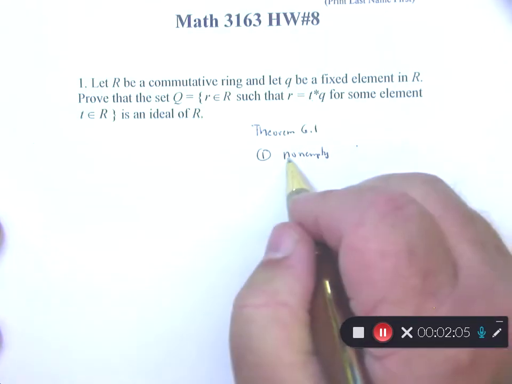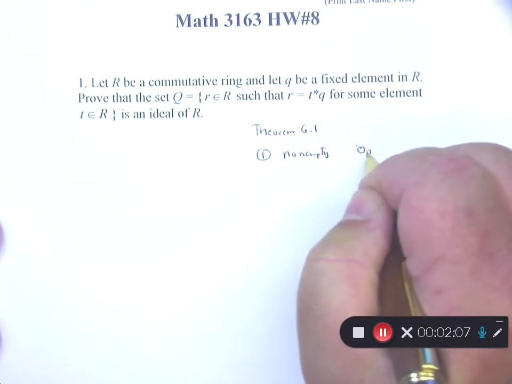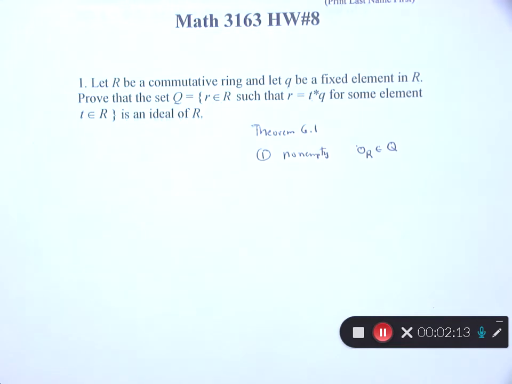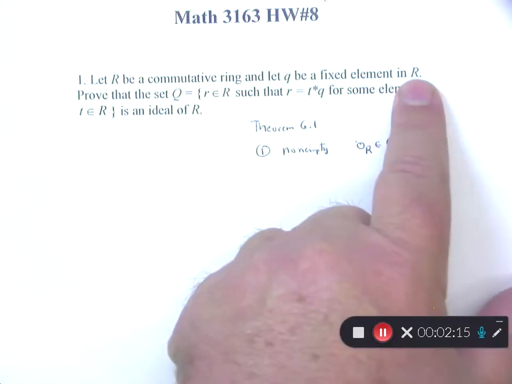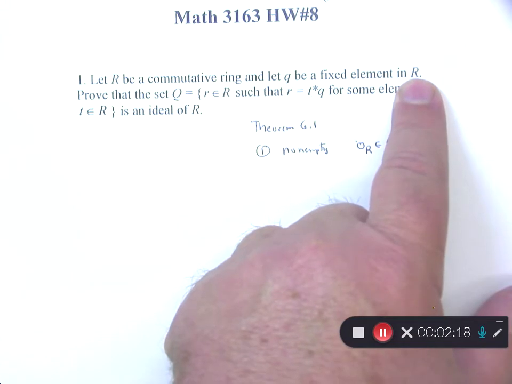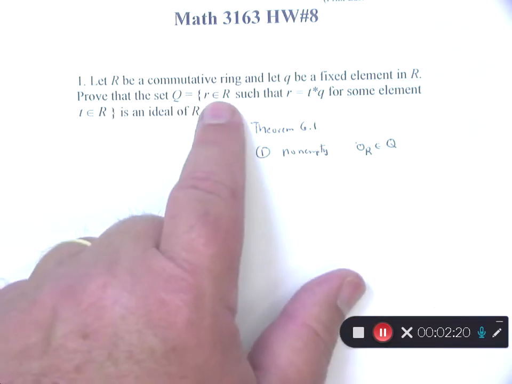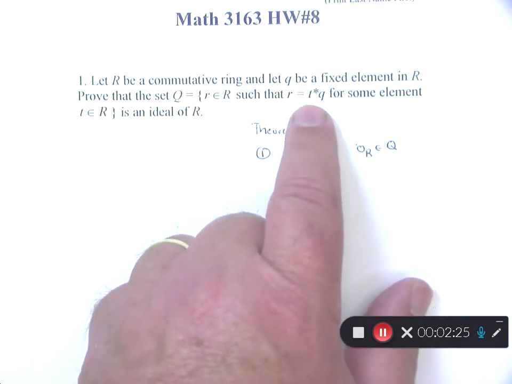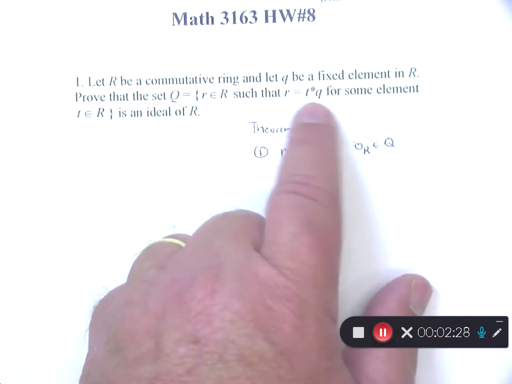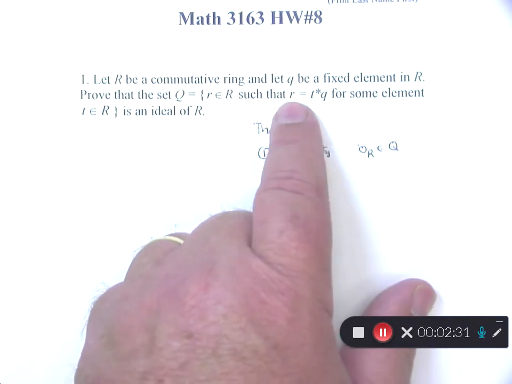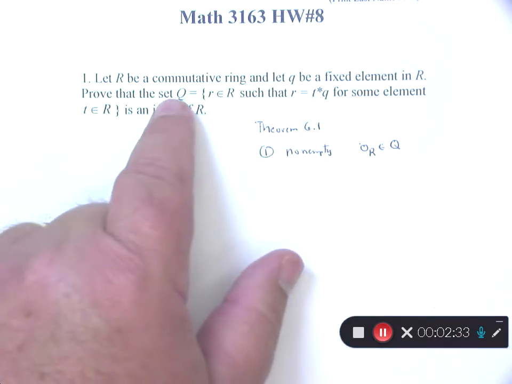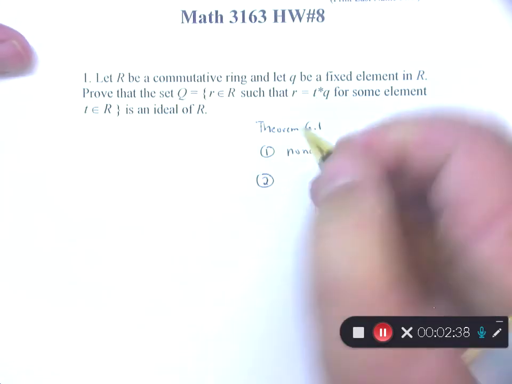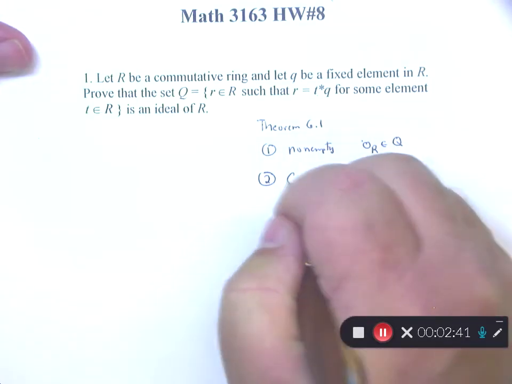So here's the idea. To show it's non-empty, I've got to show that 0R is an element of Q. Now, why would 0R be an element of Q? Well, one, R is a ring. Two, since it's a ring, 0R is an element of R. Three, who does 0R look like in terms of times Q? Well, 0R would actually be equal to 0R times Q. So because of that structure, 0 times anybody is 0, that's automatically going to put 0R element of Q, and Q is non-empty. The second thing you've got to do is you've got to show it's closed under subtraction.